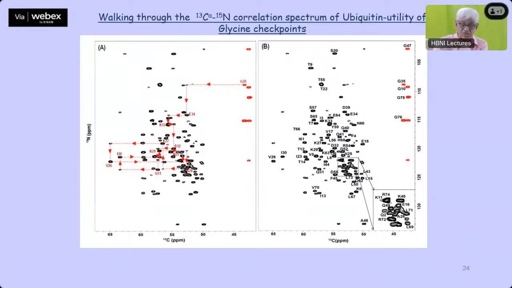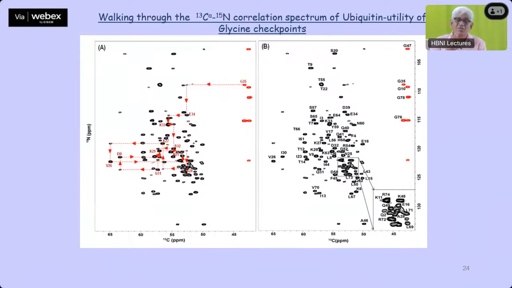I have drawn here such a correlation: 35 to 34, 34 to 33, 33 to 32. So you can go 32 to 31, 31 to 30, 30 to 29. Okay, so 29, where does it come here? 29, it comes here. 29 to 28, 28 to 27, 27 to 26, 26 to 25. This is the 25. See, within this chain, you can walk along the polypeptide sequence in one spectrum.